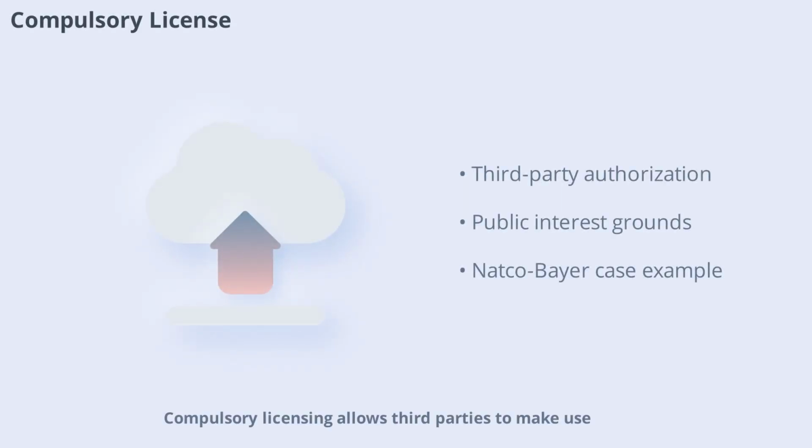Compulsory licensing allows third parties to make, use, or sell a patented invention without the owner's consent under certain conditions. Section 84 permits compulsory licenses if public requirements are unmet, the invention is not affordable, or not worked in India. The Natco Bayer case illustrates this, where Natco was granted a license to produce a cancer drug due to high prices and limited availability. Compulsory licensing balances patent rights with public interest.